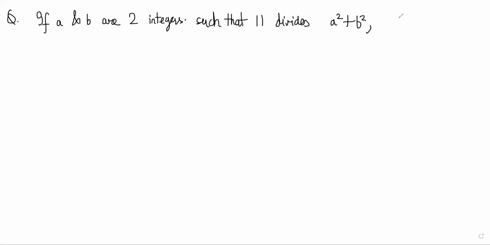If A and B are two integers such that 11 divides A square plus B square, show that 121 divides A square plus B square.